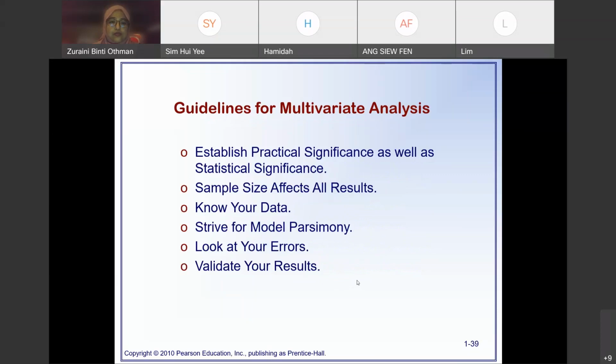And this is the guideline for multivariate analysis. If you have this kind of analysis, first you have to establish practical significance as well as statistical significance. Then you have to know your sample size and effect or result. You have to know your data. Strive for model parsimony, then look at your error. After you get your result, please validate your result. This is the guideline if your study involves multivariate analysis.